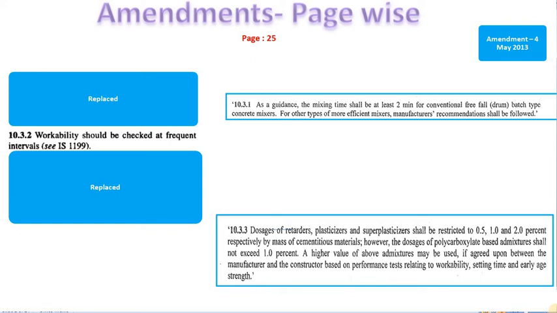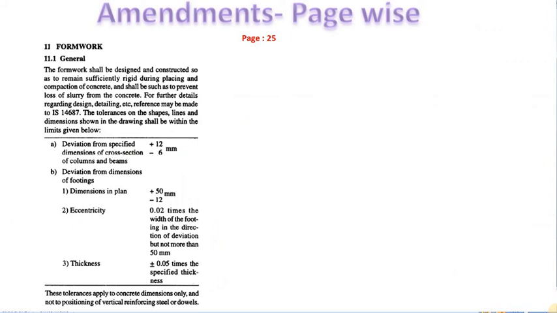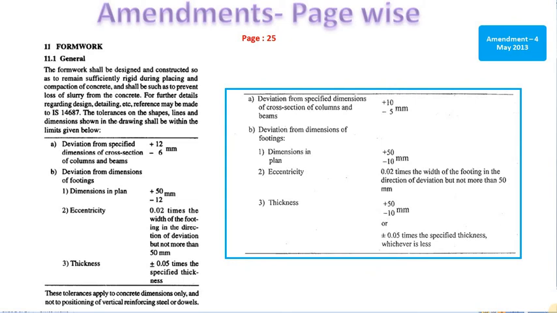In the same page we can find an information table. This table shows the tolerance limit for formwork. Here the tolerance limit was changed for columns and beams. Previously it was plus 12 mm and minus 6 mm, but now it is changed to plus 10 mm and minus 5 mm. And further, the thickness tolerance of plus 50 mm and minus 10 mm is added in this new amendment, amendment 4 of May 2013. So this is a very important change.